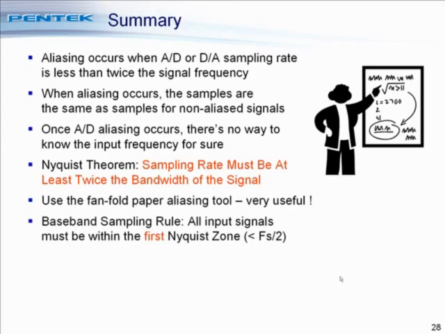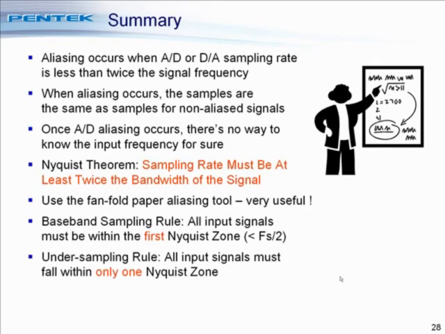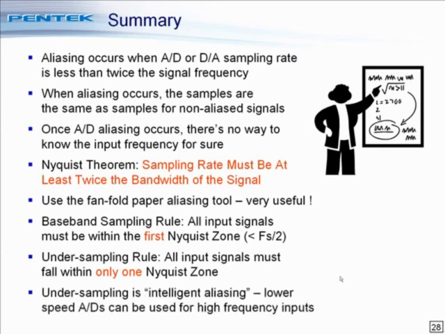For baseband sampling, the rule is that all input signals must be within the first Nyquist zone, that is less than the sample rate divided by 2. For undersampling, all input signals must fall within only one Nyquist zone. Undersampling is intelligent aliasing, that is aliasing by design, with carefully chosen sampling rates, center frequencies and bandwidths so that all of the energy lies within a single Nyquist zone. This can result in lower speed A to D converters than you would otherwise use in baseband.